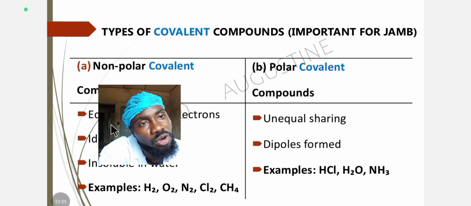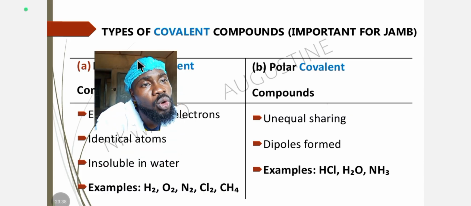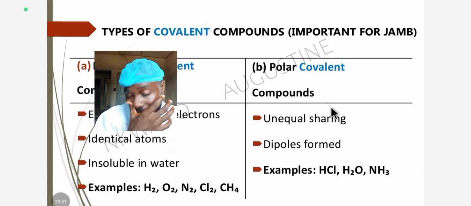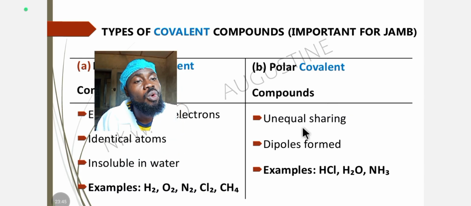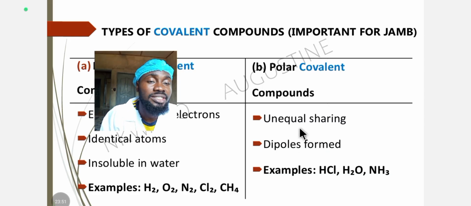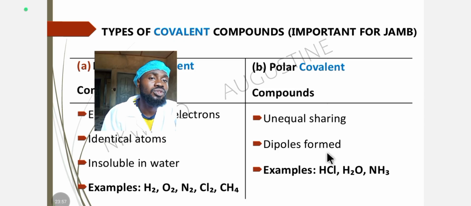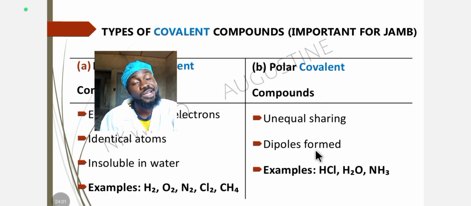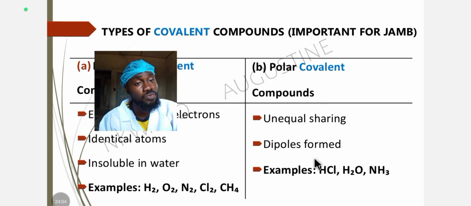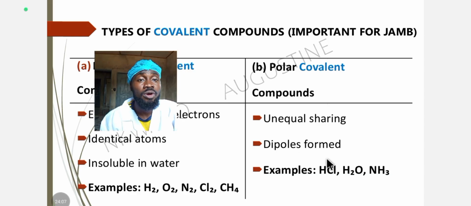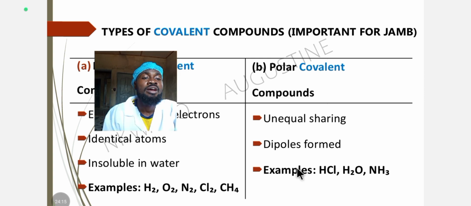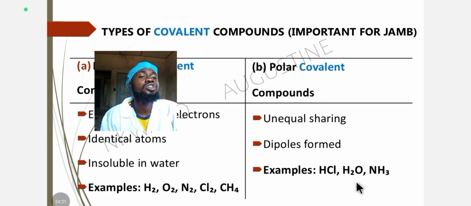Then on the right-hand side of the table, we have the polar covalent compounds. There is an unequal sharing of the electrons that they normally share to form a covalent compound. There is unequal sharing, and dipoles are formed. So when they ask you in which of the bonds are dipoles formed, it is polar covalent compounds. That's where the two poles are formed. Examples of polar covalent include hydrogen chloride gas, water, ammonia, and so on.